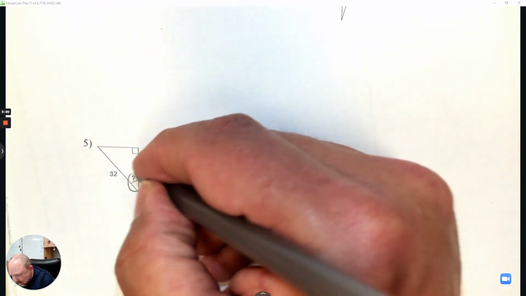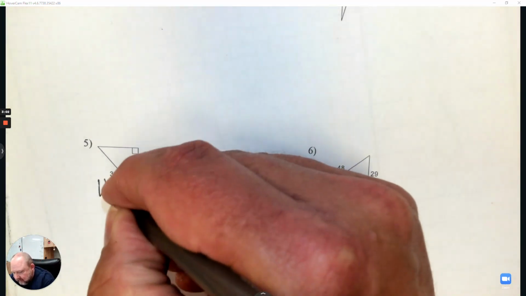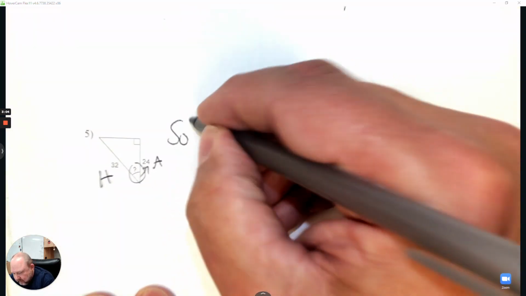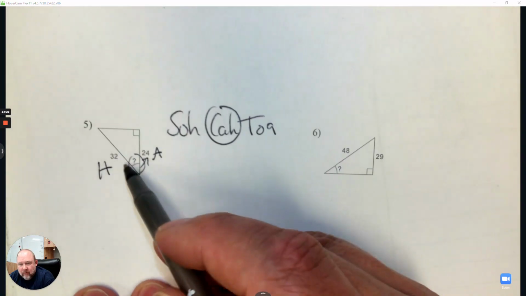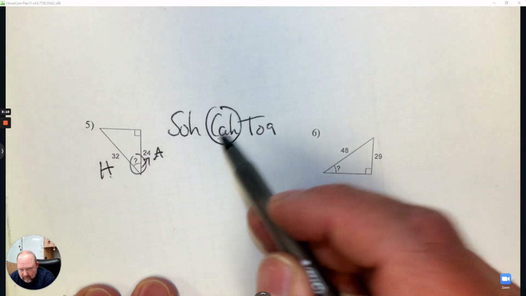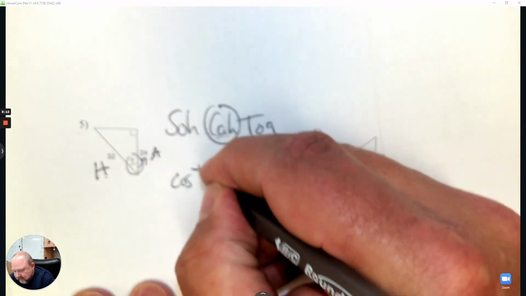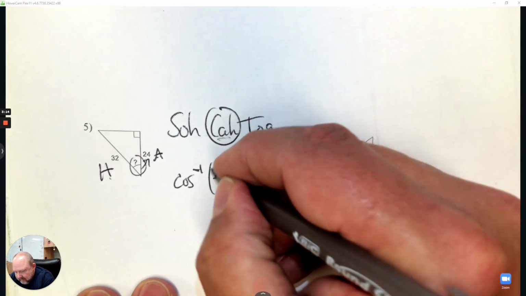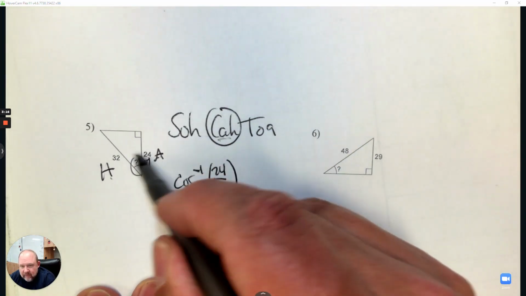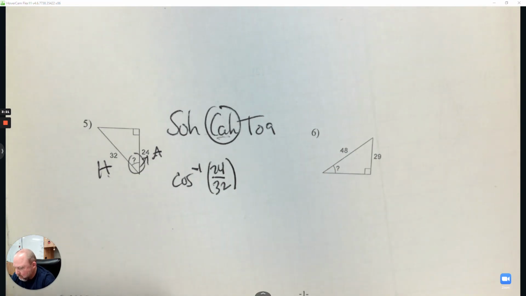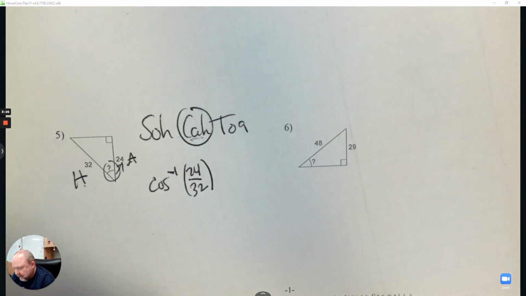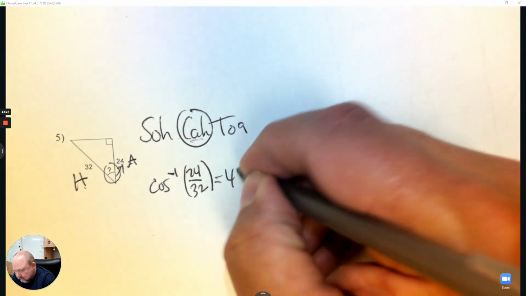All right, number 5. Practice together here. The angle, that's adjacent, and this is hypotenuse. SOHCAHTOA. So adjacent and hypotenuse, that's the middle one. To find a missing angle, it's the inverse, and it's going to be adjacent over hypotenuse. So it's 24 over 32. And that's 41.4.